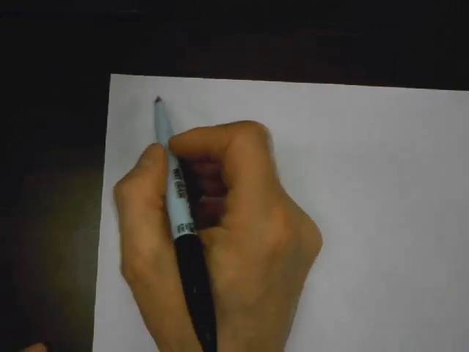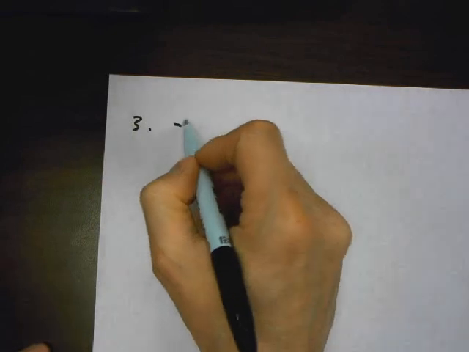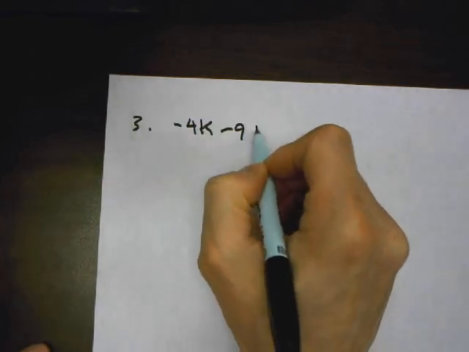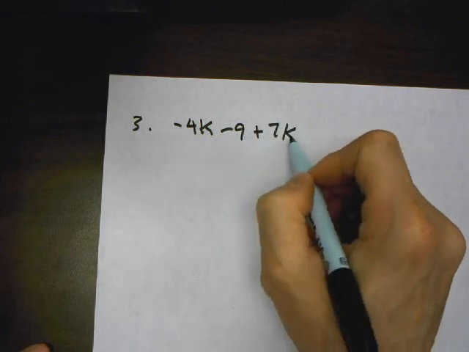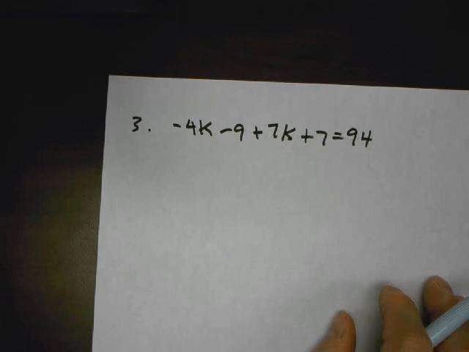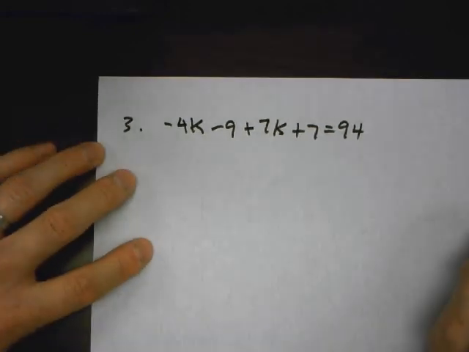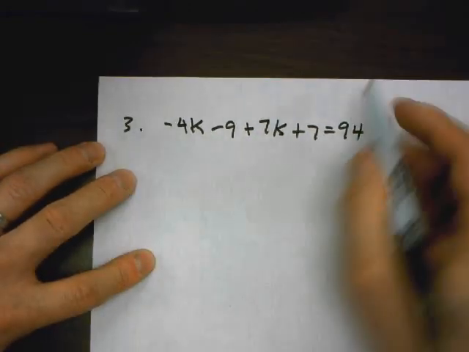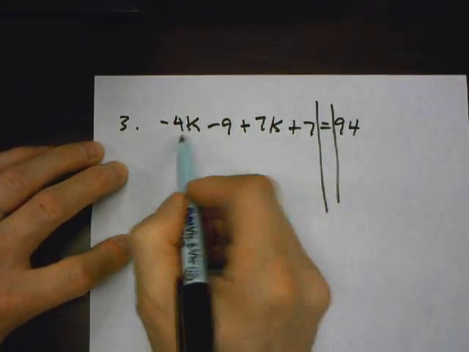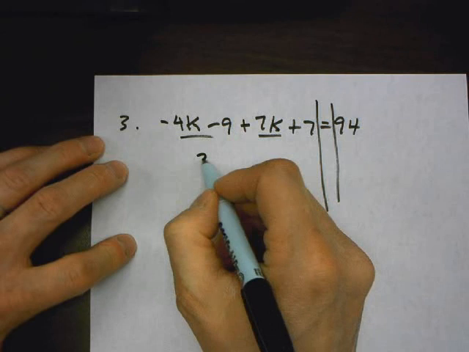So we're going to find the value for k that makes the equation true. So for number 3 on our study guide, we're going to solve this equation. Negative 4 times some number minus 9 plus 7 times the same number plus 7 equals 94. Okay? So they say, what is k that makes this true? In other words, figure out k. We always simplify both sides of our equation first, right? So we distribute and combine like terms. We can't distribute, so we just combine like terms.